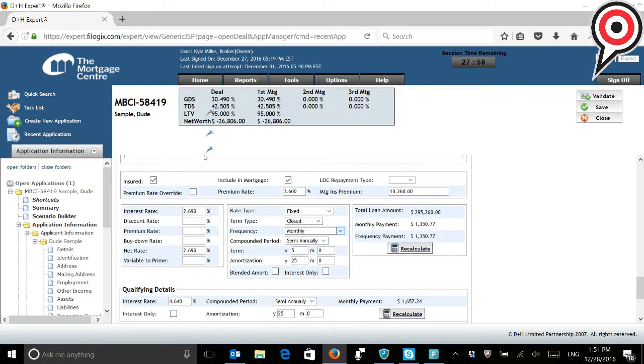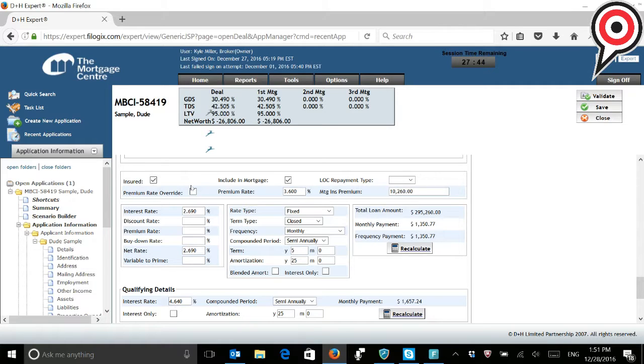It's a fixed rate. It's closed, which just means that you can't get out of this deal for whatever the term is without paying some type of penalty, and that's across the board. Banks, monolines, doesn't matter. Always going to be something to pay if you have to break the mortgage. Put it as monthly payment frequency just to keep it easy. I'm particular to accelerated biweekly myself, but I'll touch on that on a different day as to why. It's compounded semi-annually, so just twice a year. 5-year term, 25-year AM, because we can't go any longer than that.